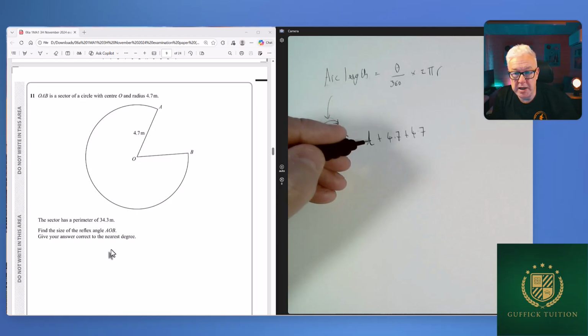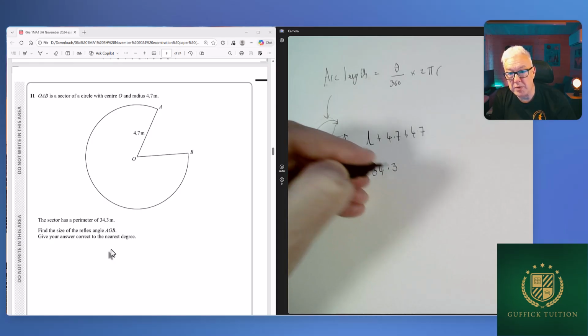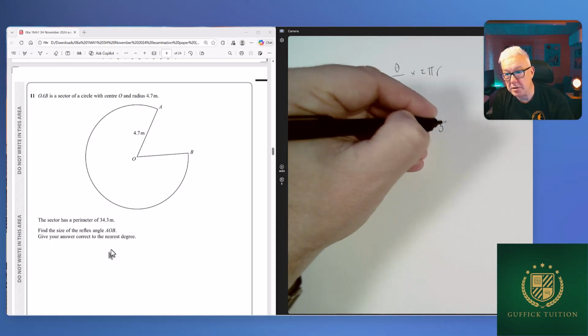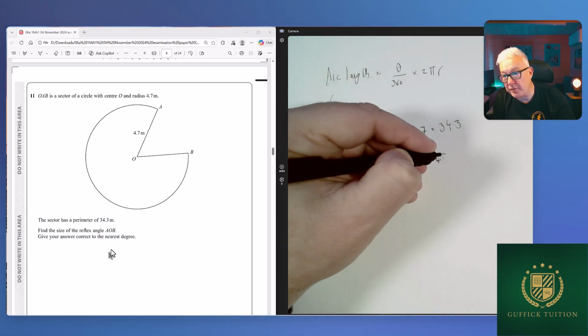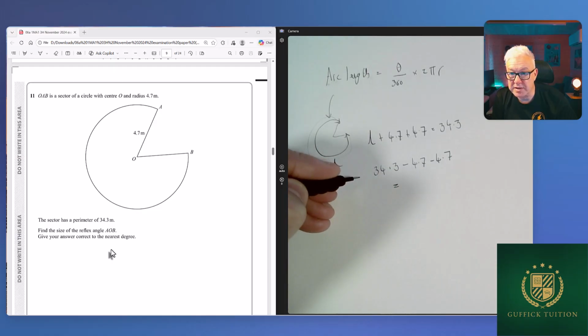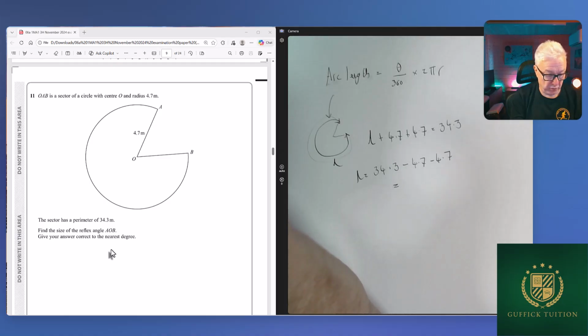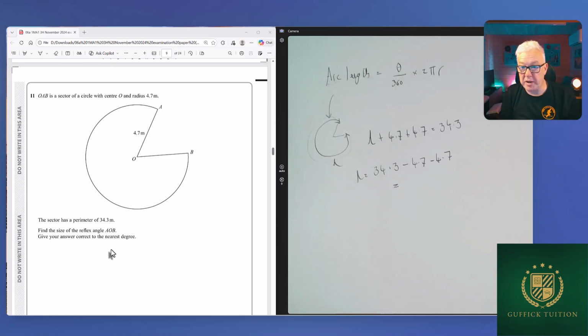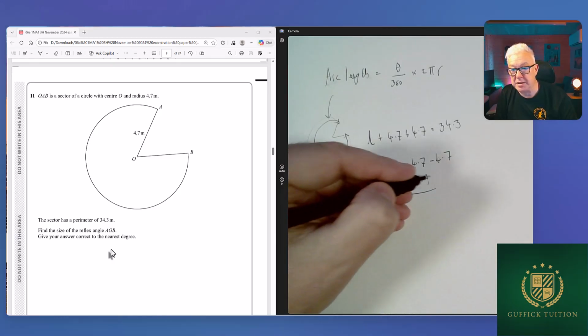So what we need to do is say that the bit that we're after, the arc length, is actually 34.3, which is the total perimeter, minus 4.7 minus another 4.7, and that's going to give us the arc length. Okay, so very careful with that. So 34.3 minus 4.7 minus 4.7 gives us 24.9. Okay, so that's the arc length that we want, 24.9 meters.